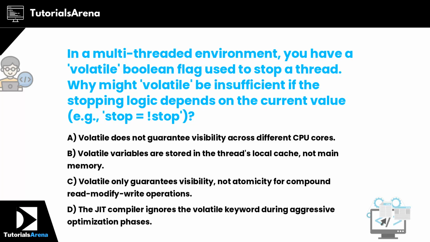In a multi-threaded environment, you have a volatile Boolean flag used to stop a thread. Why might volatile be insufficient if the stopping logic depends on the current value, e.g., stop equals !stop? Answer is C. Volatile only guarantees visibility, not atomicity for compound read-modify-write operations.